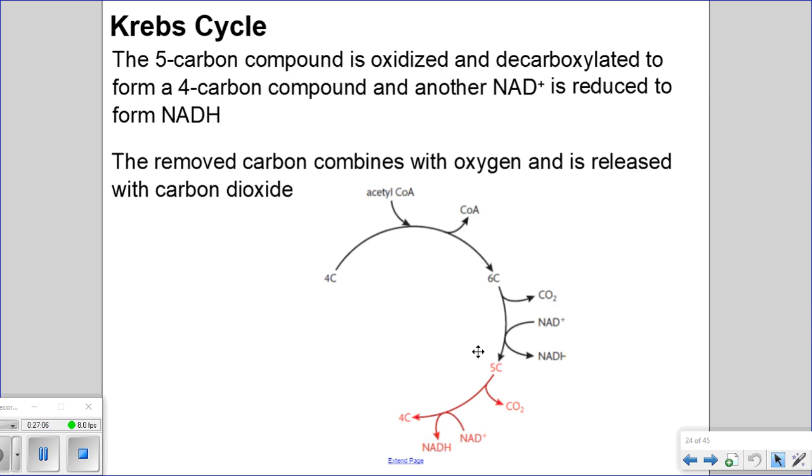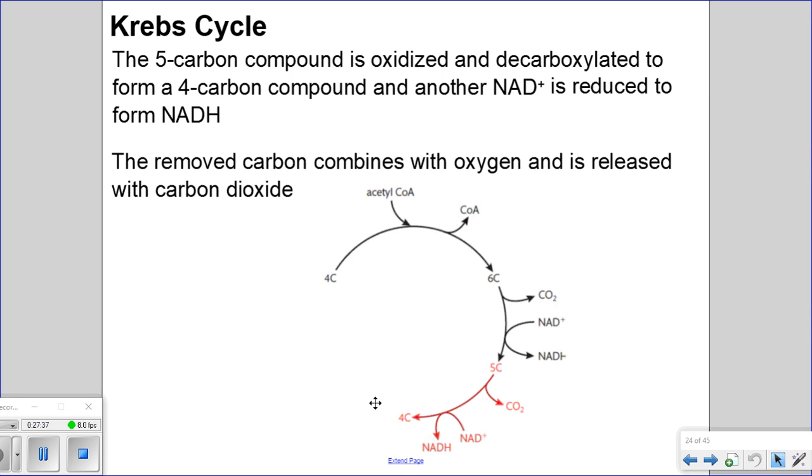So we have our 5-carbon compound here. Another carbon is removed or released in the form of carbon dioxide, creating a 4-carbon compound. And as that 4-carbon compound gets created, NAD plus is reduced to NADH. So another electron and hydrogen is transferred to NADH in this process. So another bit of energy is released.